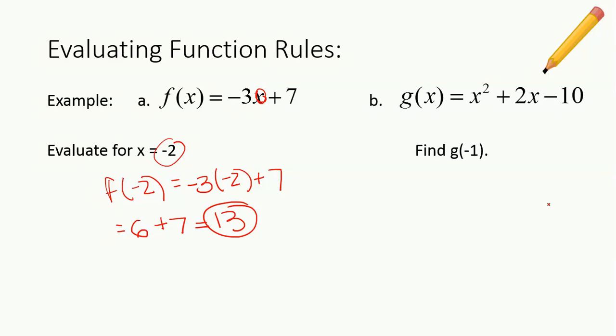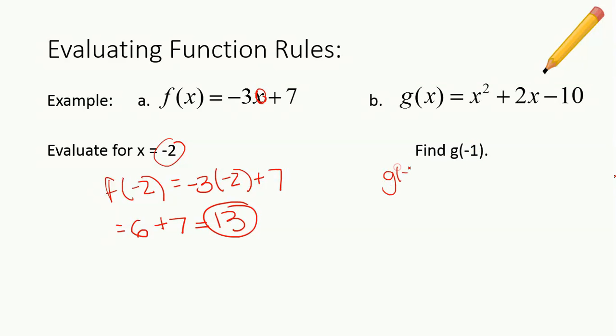Now, notice on this one, they don't tell me what to plug in. They don't say x equals, but in a way they actually did. So you notice how there's an x here, and then I have a -1. Technically what it's saying is, into function g, put -1 where the x is. So that's what I'm going to do.